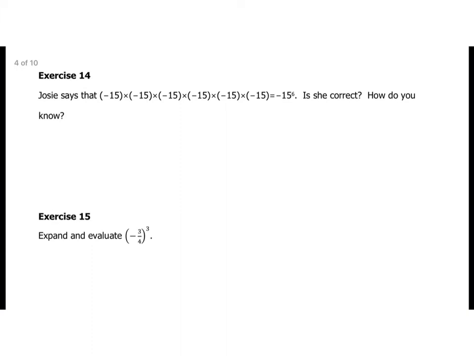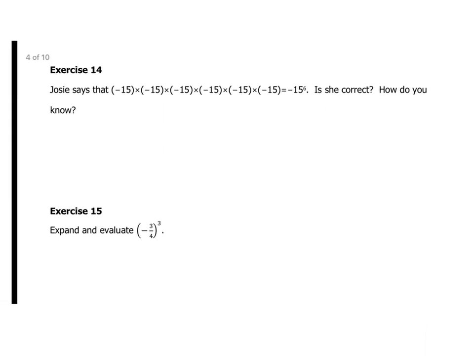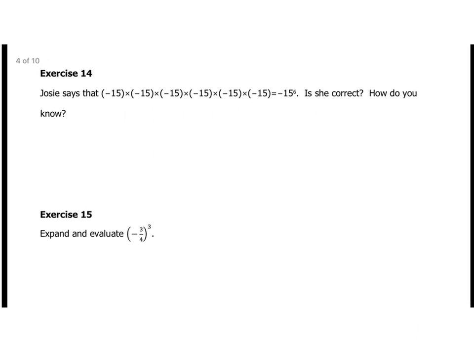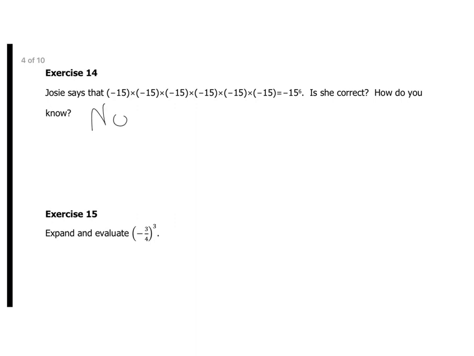For exercise 14, I want you to pause now and see if you can figure out this answer on your own. Josie says that negative 15 times itself 1, 2, 3, 4, 5, 6 times is negative 15 to the 6th power. Is she correct? How do you know? Well, yeah, it's negative 15 times itself 6 times, but she is missing a parenthesis. So she is not correct. It should be parenthesis negative 15 parenthesis to the 6th power.